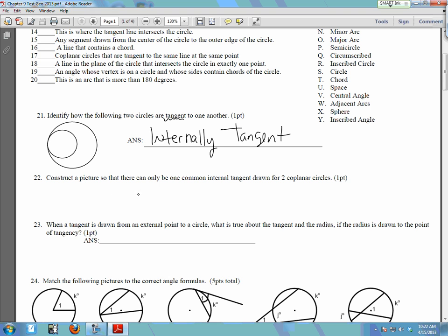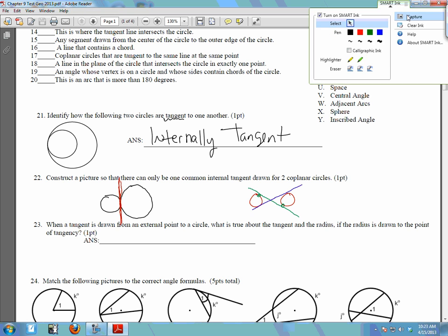Construct a picture so that there can only be one common internal tangent. That means that the two circles, it doesn't matter the size of them, but the two circles have to be externally tangent so that only one tangent line can be drawn to both of them. Okay, a lot of people did this and just drew in one tangent line, kind of like that, being tangent there and tangent there. But you can also draw in that one. So those are two internal tangents. This is only one. Okay.